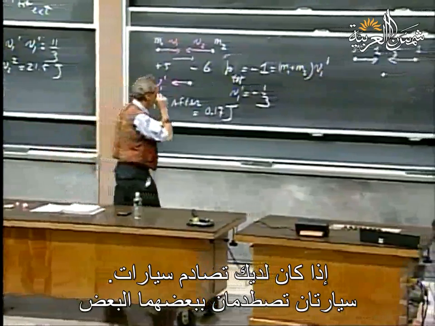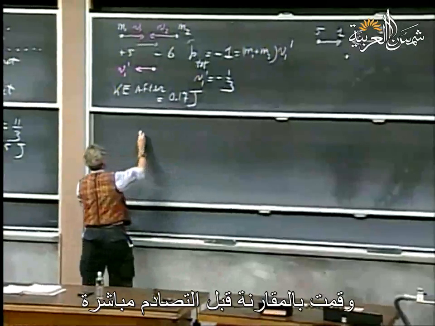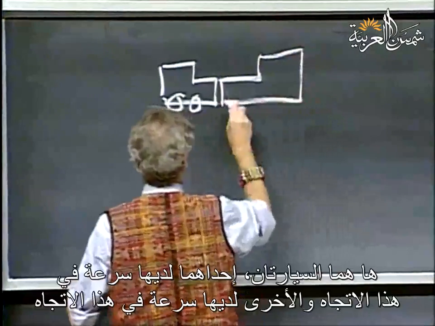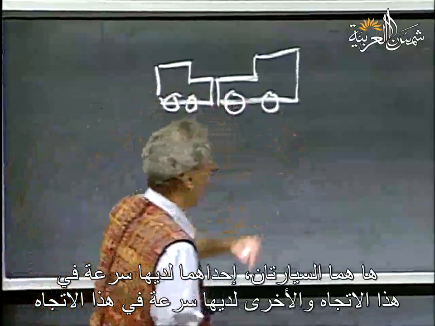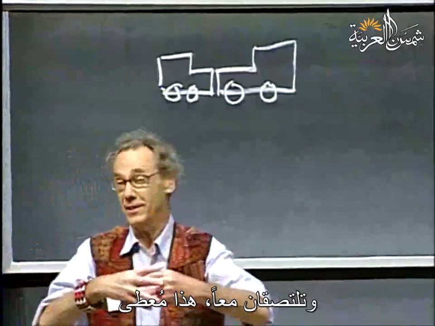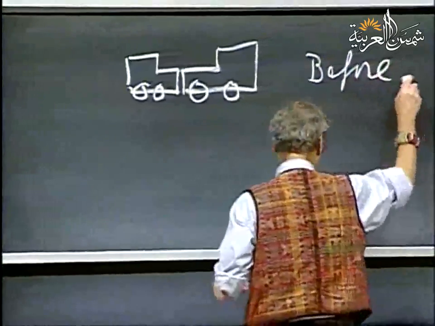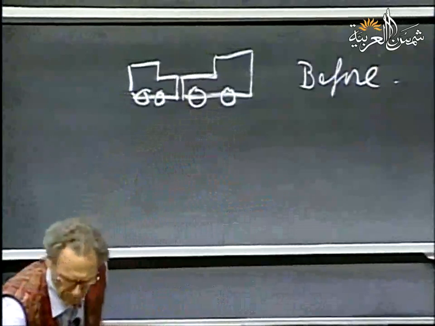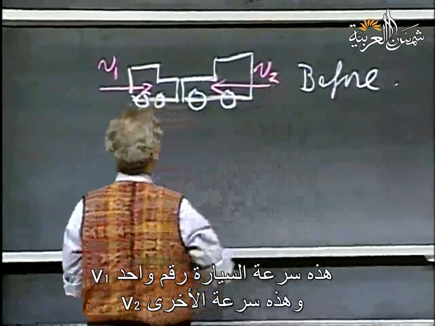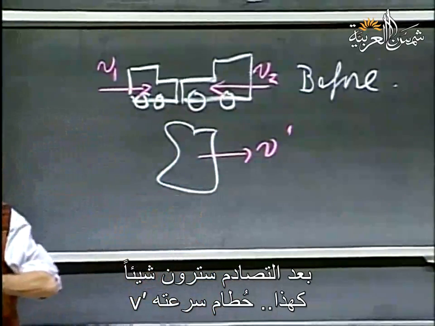If you have a car collision, and two cars hit each other, and I compare the situation just before the collision with just after the collision. Here are the two cars, and one has a speed in this direction, the other has a speed in this direction, and they hit each other. And they stick together. That's a given. They go one big clump. So this is before, and I can give them some velocities. This is the speed of one, v1, and this is the speed of the other, v2. Afterwards, you see something like this, v prime, just a wreck.